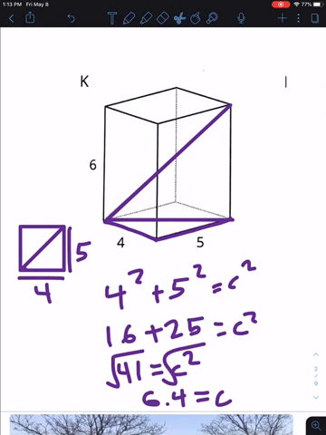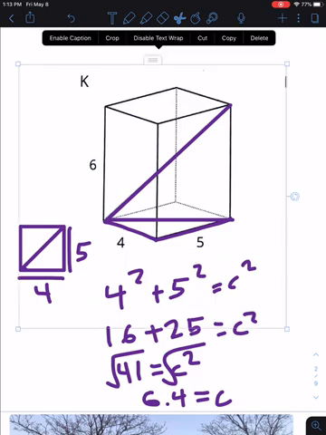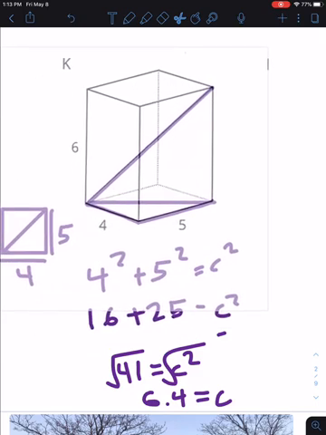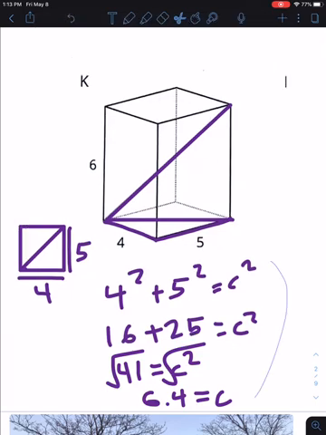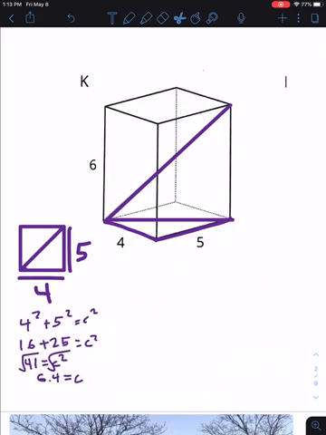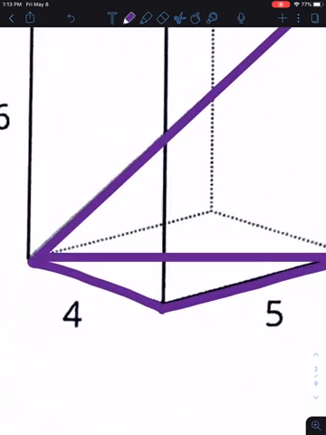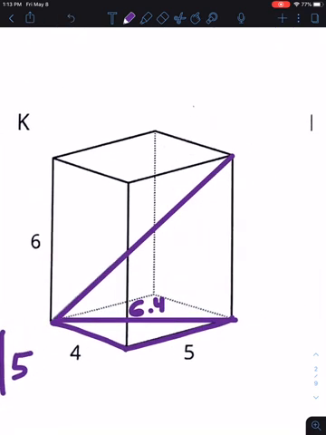All right, so we understand that. Instead of moving all that stuff, let's just move a couple of things. You know how Notability is, so I'm going to move that mess over there. So we know that this length here is 6.4. We also know that this length is 6 because it's the same as that length. The height of the rectangular prism is 6.